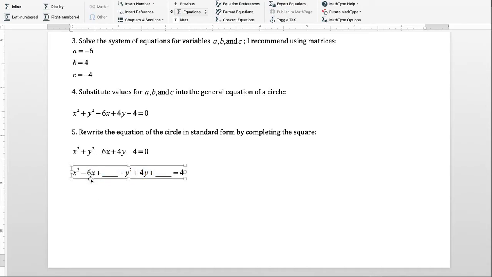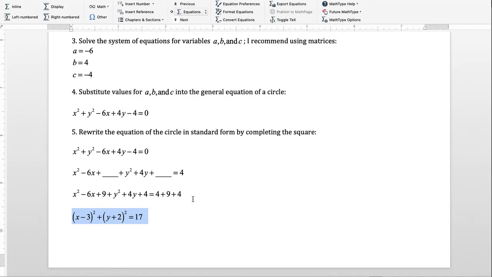So as an example, if I take that -6, I'm going to cut that in half, giving me -3. I'm going to square -3, giving us +9. I'm going to add 9 to this spot, and I'm going to add 9 on the right. So we've got x squared minus 6x plus 9. There I've added 9 to the other side as well. I've got y squared plus 4y plus 4. I've added 4 to the right as well. That turns this into perfect squares. So now we can factor, and we've turned this into standard form for the equation of a circle. That gives us the center and the radius for our circle.